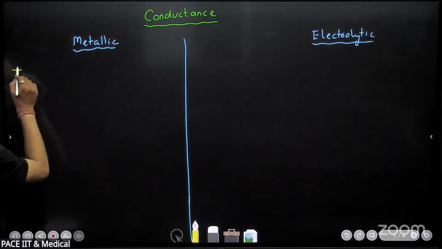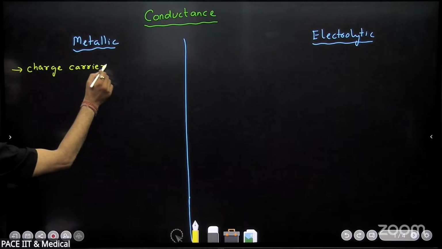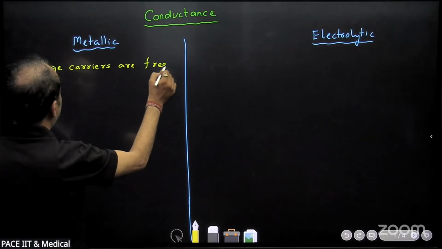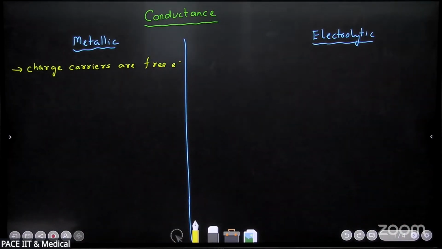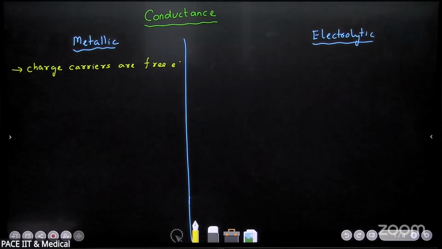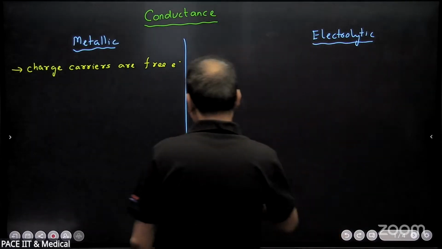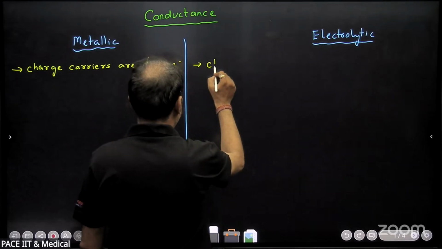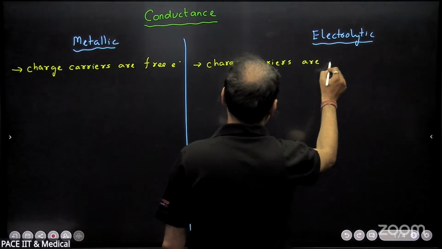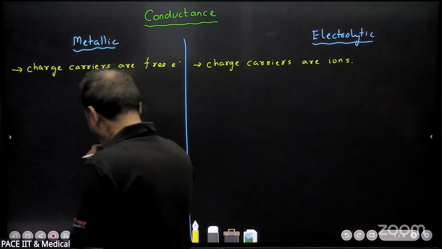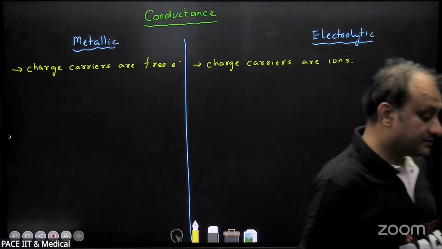In metallic conductors, charge carriers are free electrons. So free electrons move from one place to another inside a metal, and that is the reason for their conduction. On the other hand, in electrolytic conductors, charge carriers are ions. So the substance which is carrying charge is different. That is the big difference.